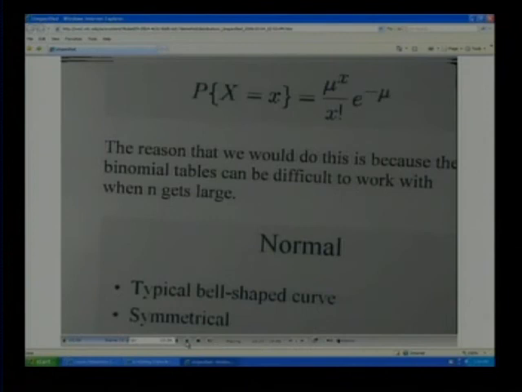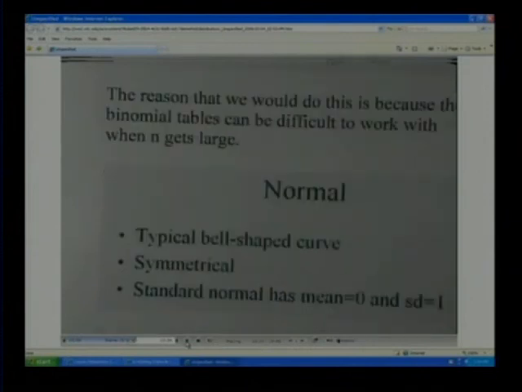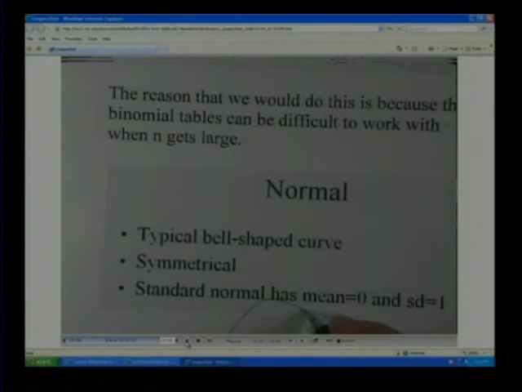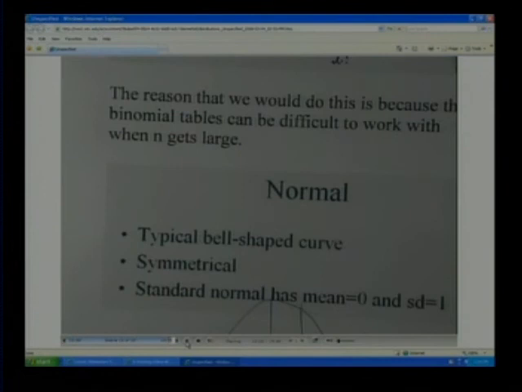Let's talk about the normal curve. Typical bell-shaped curve, symmetrical, a mirror image when you divide it down by the mean. The standard normal has a mean of 0 and a standard deviation of 1. Again, it's the one that sort of looks like this. 0 here, standard deviation of 1. Okay, you get the idea there.